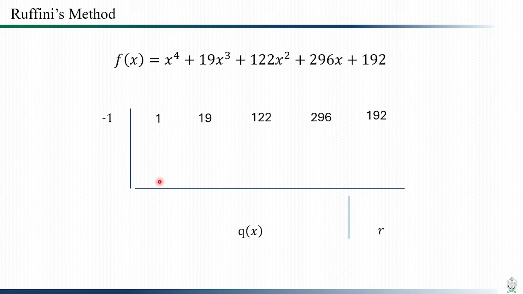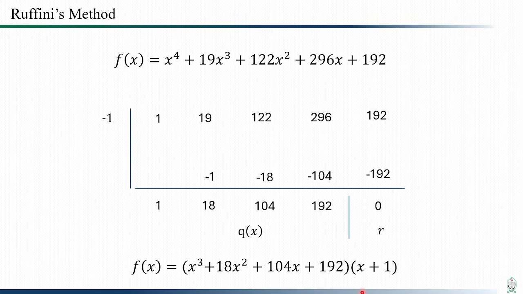As we have done before, the 1 will drop down here and then we will do the multiplication. That gives us minus 1. Then we have 18. Then we do the multiplication. Then we have minus 18. After the summation here, we have 104. The multiplication gives us minus 104. Now the addition will give us 192. And if we do the multiplication and place the value here, that gives us 0. That means minus 1 is one of the roots of this function. And for that case, the remainder is 0. We can now rewrite our function in this format.